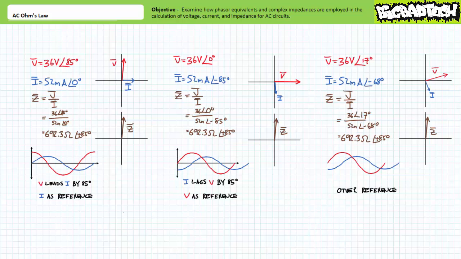In summary, relative phase shift between voltage and current is of prime importance. We'll examine the repercussions of this observation when we discuss AC power in an upcoming lecture.